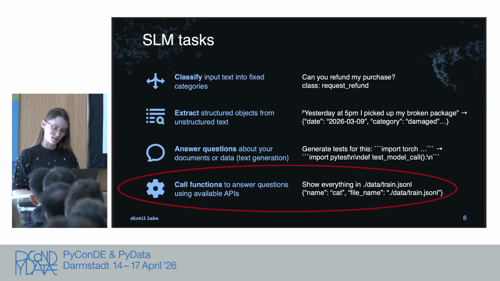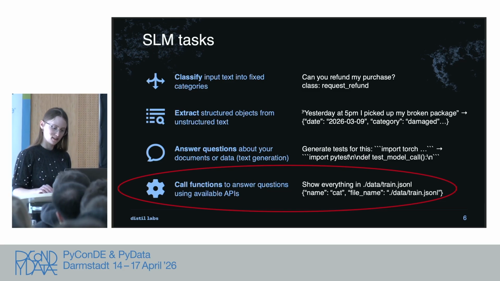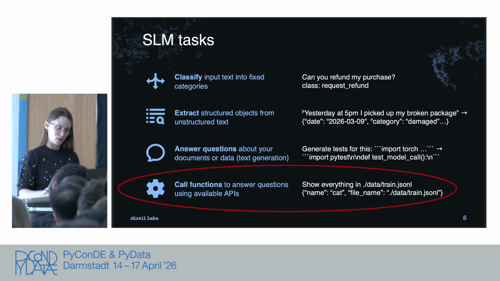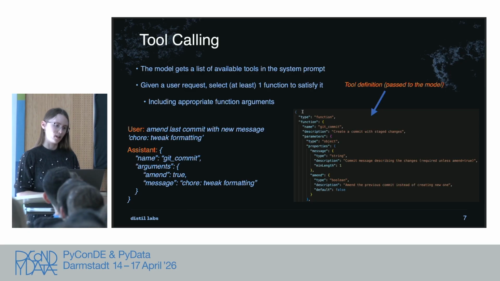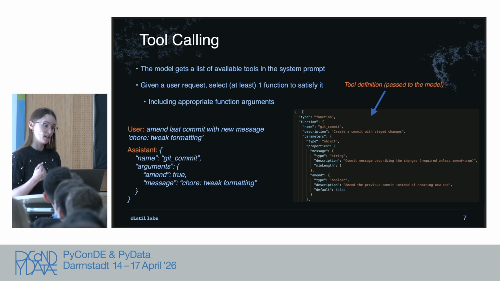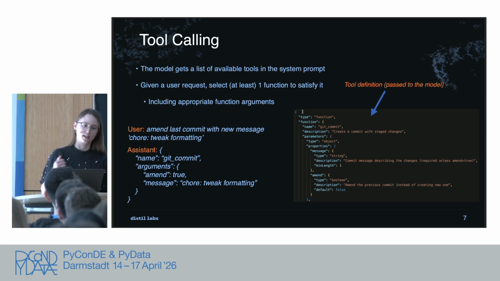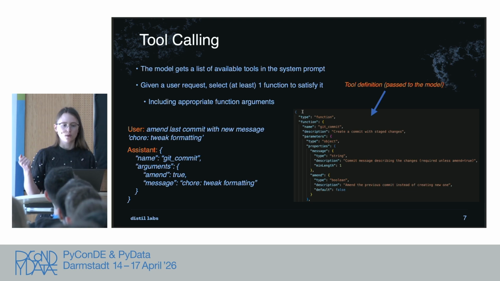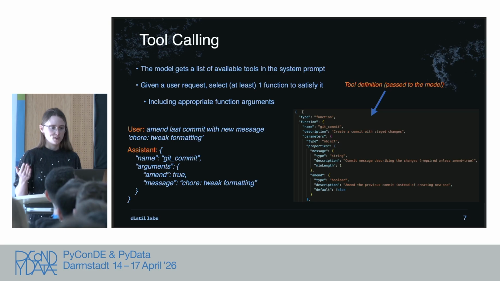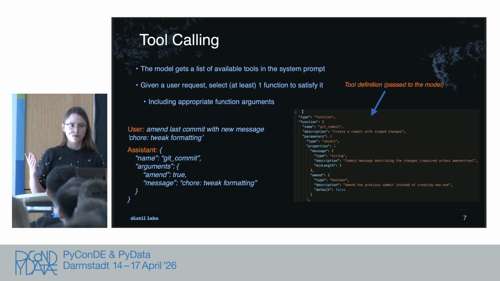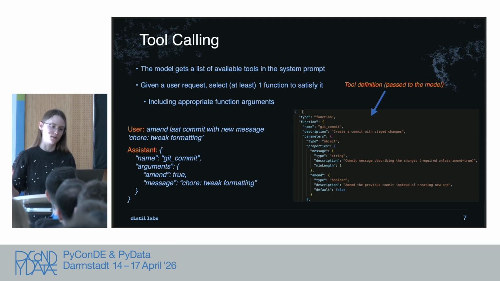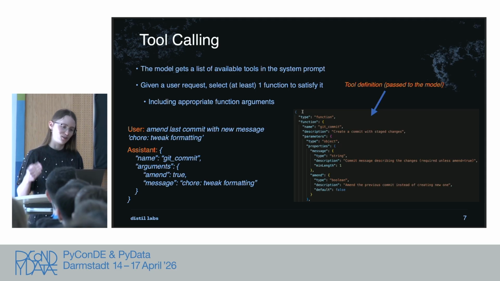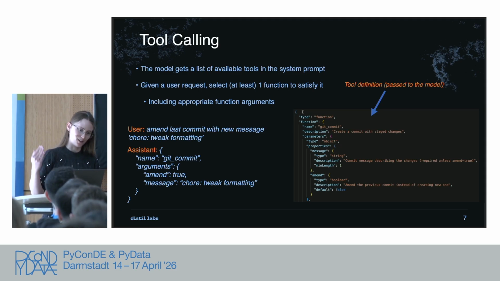So that is when a user has a request, it should respond with a tool call. So how it works is that the model gets a list of available tools, functions, in the system prompt, and it can call some of them. So the user has a request, and then the model should select one or sometimes more functions that will satisfy the request. And ideally, it should also fill in good function arguments.